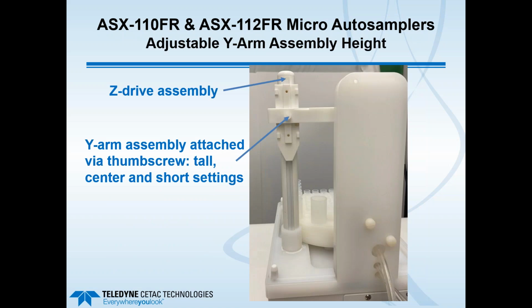The Y-arm assembly, which will actually hold the sample probe, is then attached onto a Z-drive assembly, and the Y-arm assembly can either be put in a tall, center, or short position, depending upon whether you're going to use the shorter sample racks, 24, 48, 96 position, or the taller Bellard half racks of 30 and 42 position with the larger sample vials. So that is one of the options when you do the setup.